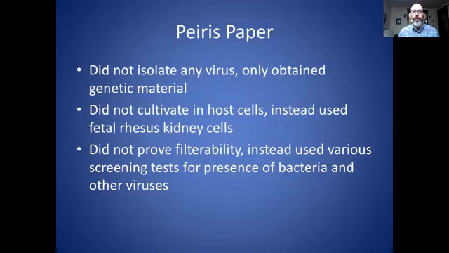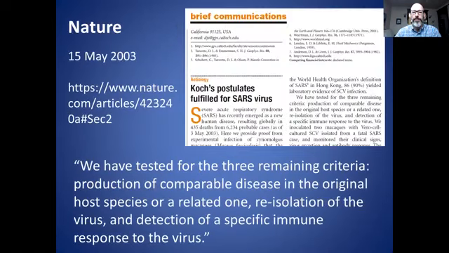Let's go to the Paris paper. This is the last one. Once again, for the 4th time, they did not isolate any virus. They didn't culture in host cells. Instead, they used fetal rhesus monkey kidney cells. And once again, they did not prove filterability. So none of the first 3 criteria were satisfied by any one of those 4 papers, as stated in the article. So let's go back to the article to look at the remaining 3 criteria.